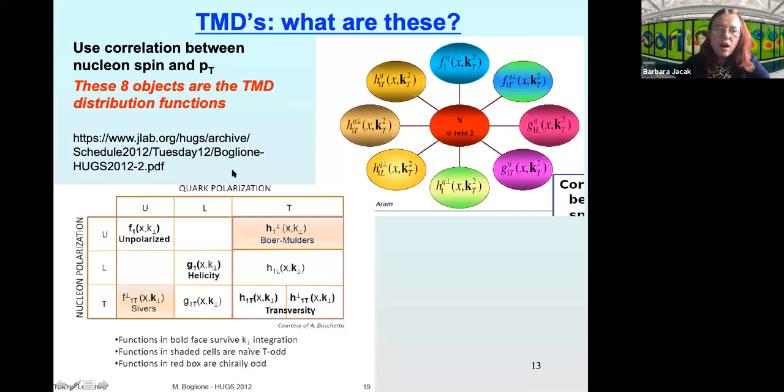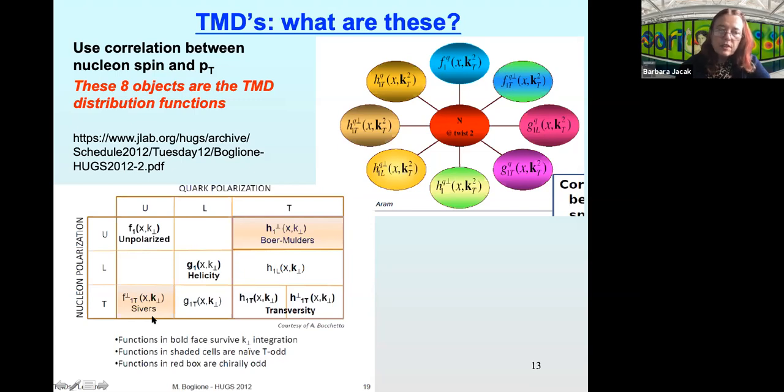I think for the purpose of this talk, I just want to point out that you can identify all of these eight TMDs in a table, as Baqueta has done. And if you look at this table of nucleon polarization versus quark polarization, then you can start to see what you learn from these things. For both unpolarized, you have F1, which is our normal unpolarized structure function. If the nucleon is longitudinally polarized and the quarks are longitudinally polarized, then you get the G1 that I talked about earlier. If both are transversely polarized, then you get these transversity functions, which I'm sure everybody here has heard talks about at various RHIC meetings.